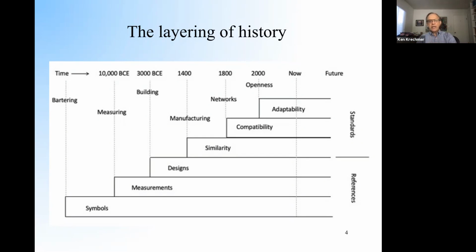So these first three layers of history, symbols, measurement, and design, they're really references. There's nobody who calls these standards at this point in time. They're too basic for that. They're things that we reference. The symbols themselves, the measurements, and even the plans that those measurements represent are just references, but very important ones.